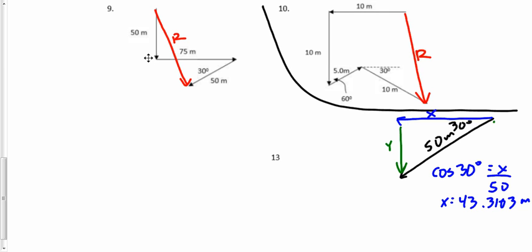43.3103. Now the y component is the opposite side, so we're going to say sine 30 degrees is equal to opposite over 50, opposite over hypotenuse, and y is equal to 25 meters. Now I'm going to box that off.